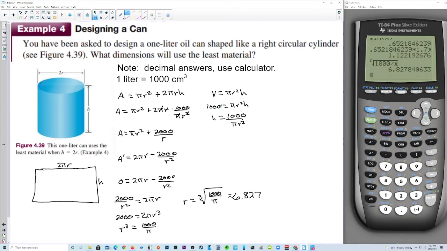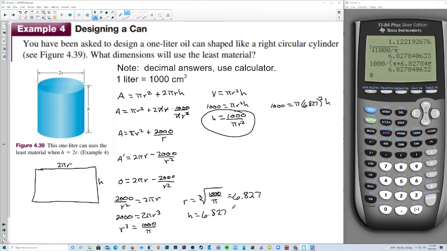And so we need to get the height. Where can we get the height? How about we plug it into here? 1,000 is equal to pi times 6.827 squared times the height. So we need 1,000, and we're going to divide by, actually, we could have plugged it in. Could have just done it right here. Divided by pi times this number, which is r squared. And here is the height. So the height is equal to 6.827. And these are centimeters because we did the volume in centimeters cubed.